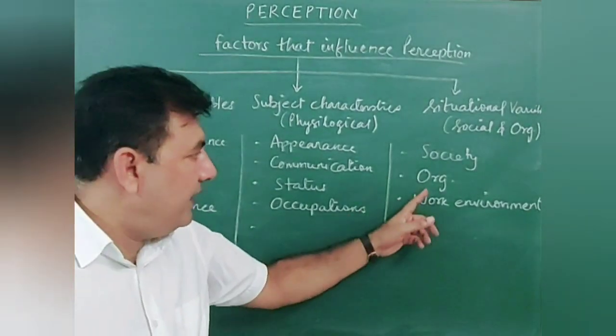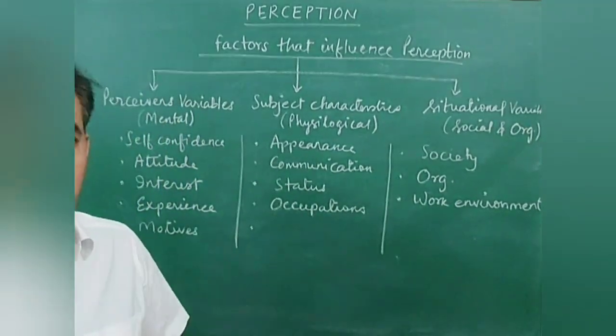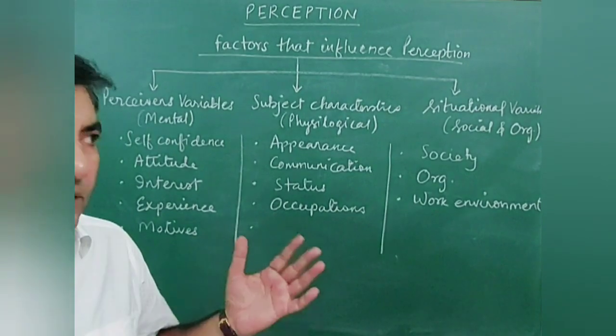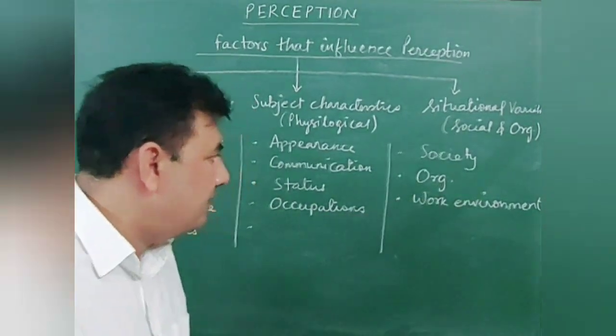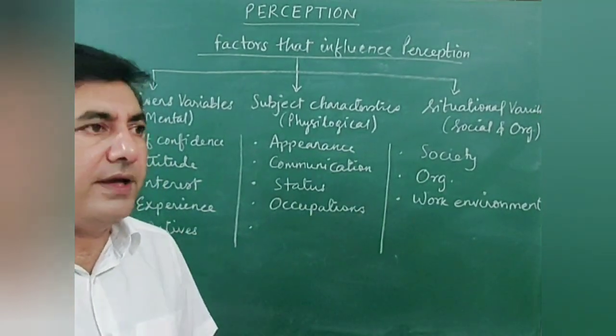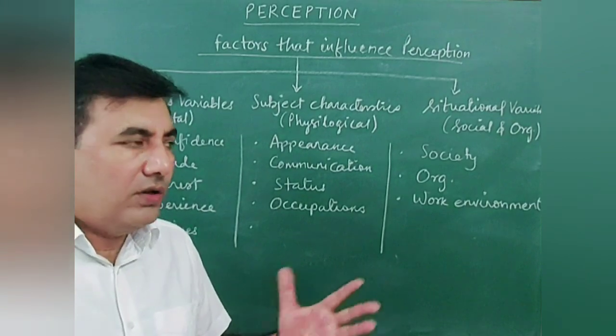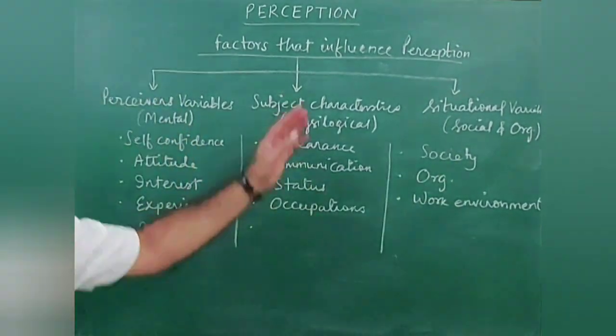Fine. Then the organization: the organizational structure, the work setting, the growth prospects of the organization. So all these things you can mention here. And the last one is work environment. What are the conditions of working, your colleagues, and all these things will comprise the situational variables of perception.